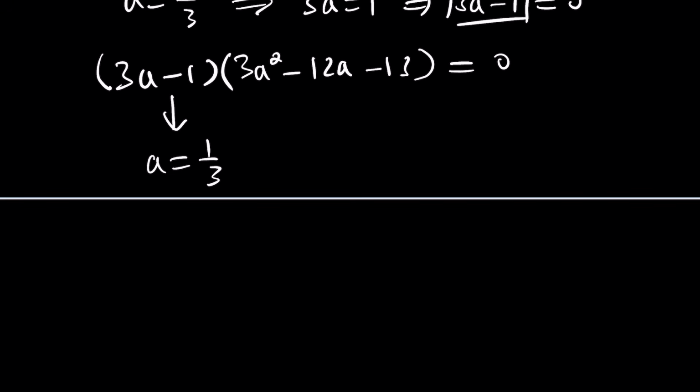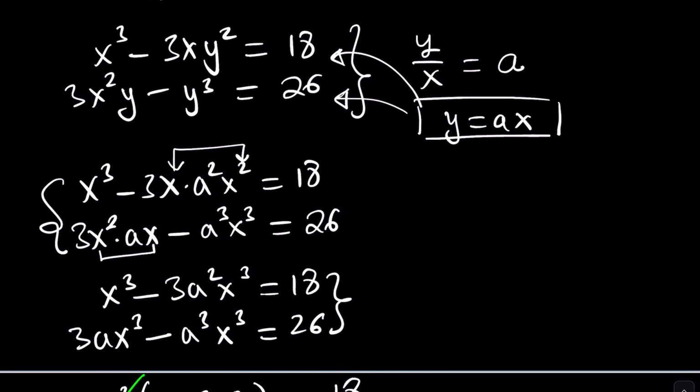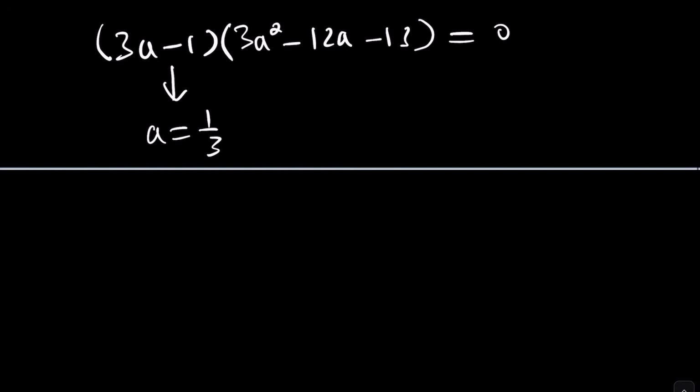But a equals 1/3 gives us what? Of course, we also need to find b. And remember what we assumed, that we said that y is equal to ax, right? Y is ax. And from here we get y is equal to x over 3, or 1/3 times x.